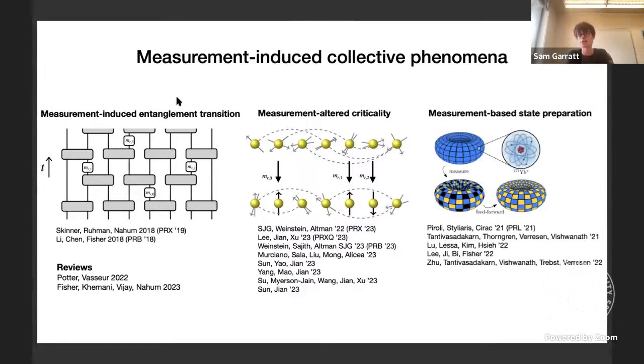And as I just mentioned, another kind of measurement-induced, I guess you could call it a collective phenomenon, or maybe you just call it a different approach to preparing a state, is the preparation of highly entangled states with measurements. I'm going to be focusing on these first two kinds of effects or phenomena, taking a quantum system which we understand in the unmeasured setting, and asking how this system responds to measurement.